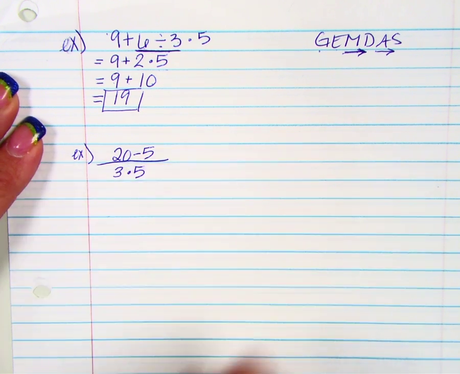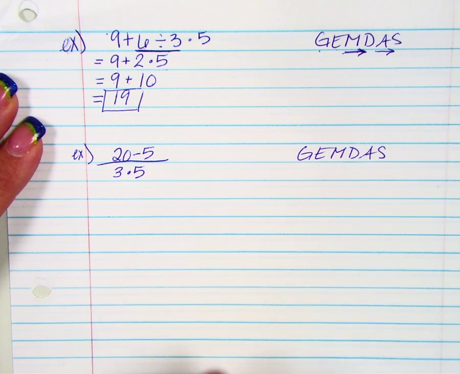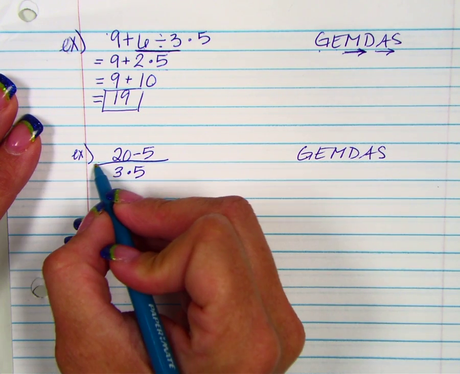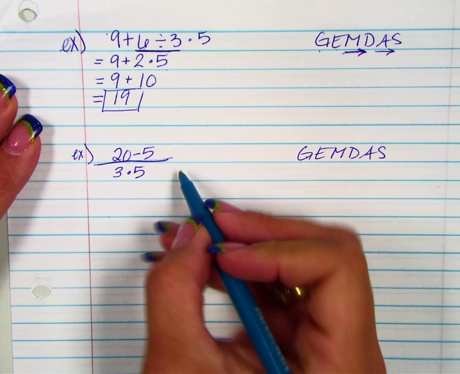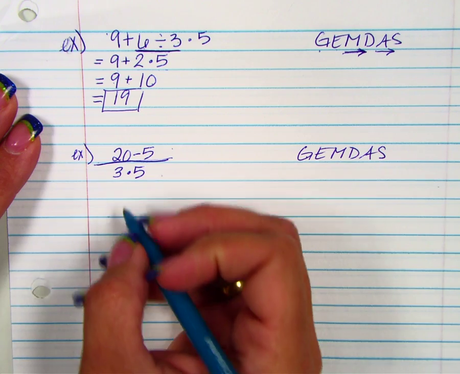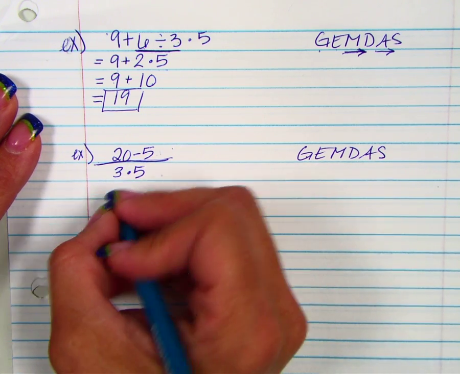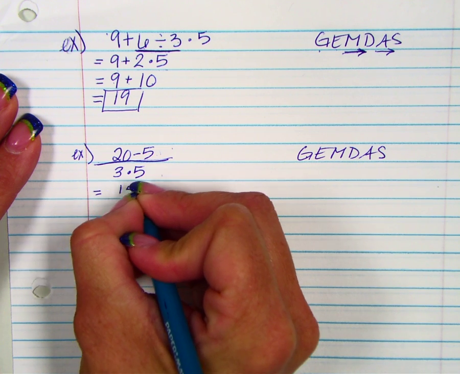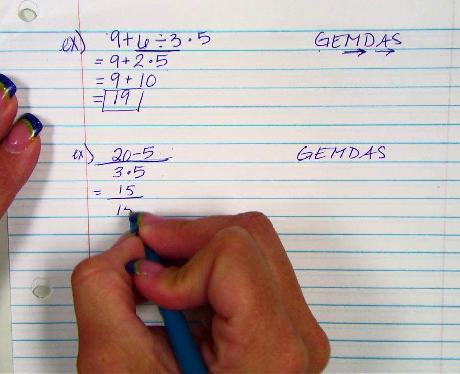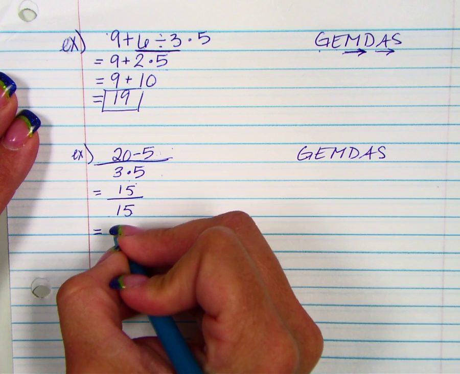And again, we want to write GEMDAS and remind ourselves of the steps. So we're going to say that our grouping symbol in this case is our fraction bar, which means that we have to do everything on the top before we do anything on the bottom. So I'm going to do my top first, and there's only a subtraction piece on the top. So 20 minus 5 is 15. And now I can do my bottom. 3 times 5 is 15. And 15 divided by 15 is 1. And I can box my answer.